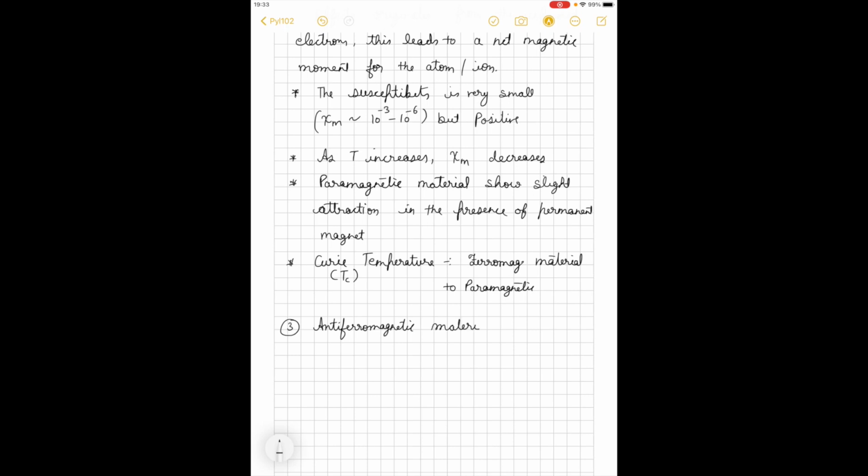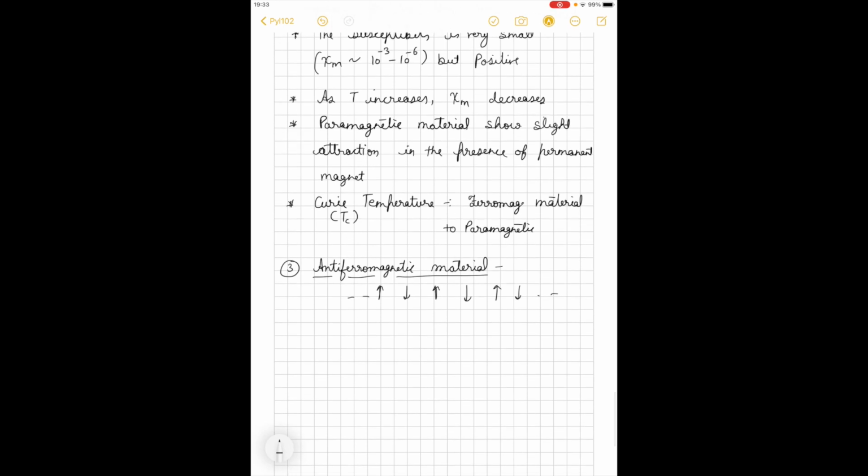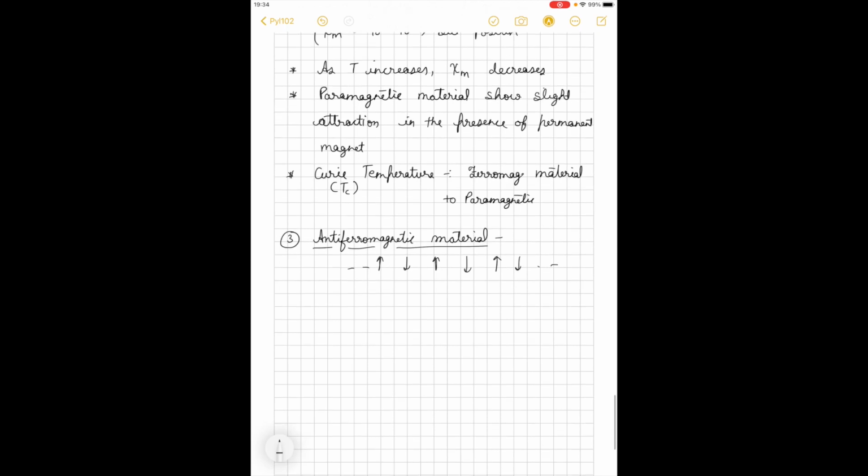So in antiferromagnetic material, as I told you in the last to last lecture also, spins are oriented in this fashion: one is up, one is down, if let's say the system is in one dimension. Similarly, you can extend it to 2D or 3D. So the individual atom or spin has a net magnetic moment. However, these magnetic moments are aligned in an anti-parallel way. Okay, so I'll just write it down.